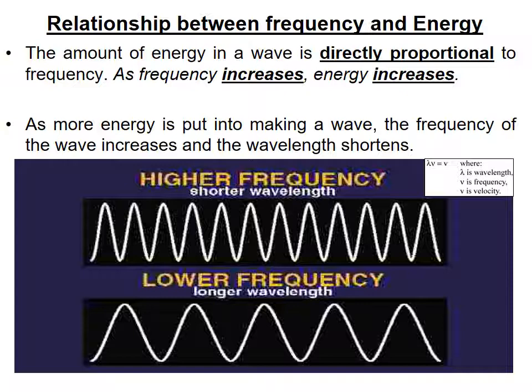Once again, we're going to use a different term this time, though. We're going to use the term directly proportional. So the amount of energy in a wave is directly proportional to the frequency. That means they go in the same direction. Rather than one goes up, one comes down, this time, if one goes up, the other also goes up. So as frequency goes up, energy goes up. As frequency goes down, energy goes down.